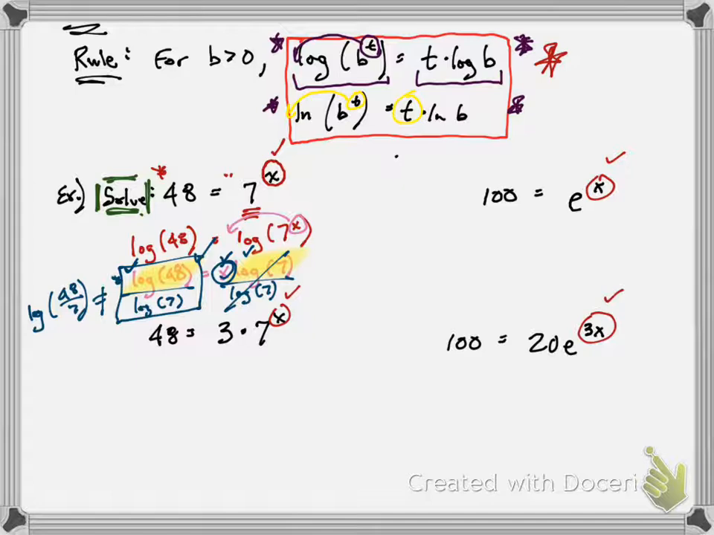Now, if you wanted to get a decimal approximation, you could punch that in, but make sure that you wrap that 48 and close that off, for example, and then wrap that 7 as well. Let's look at another example. Jump down here.